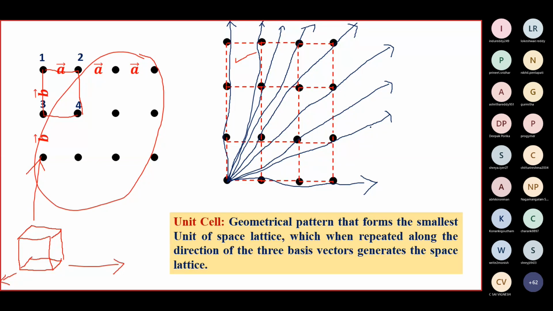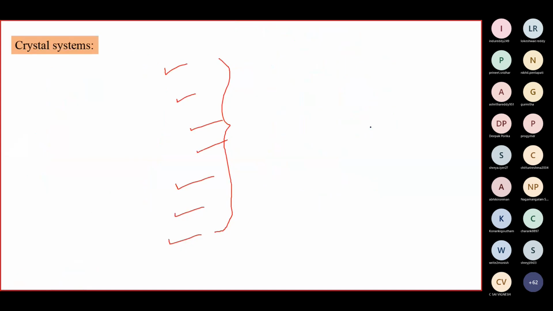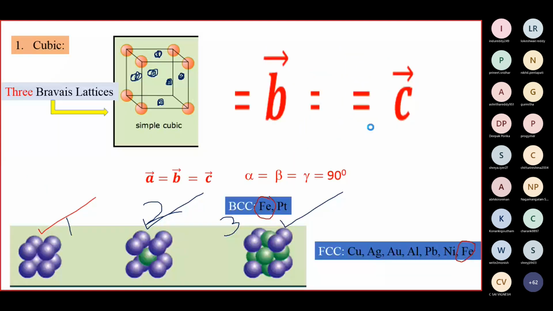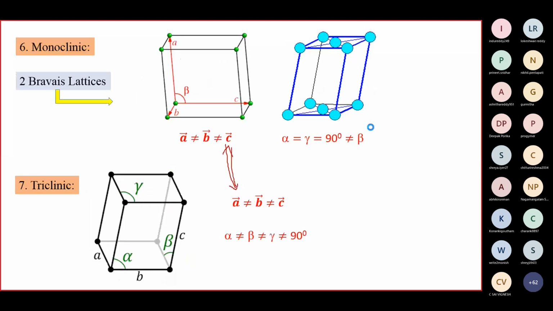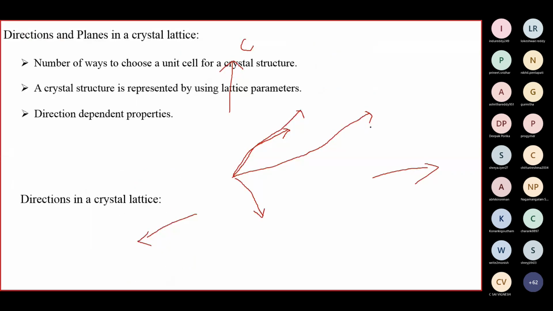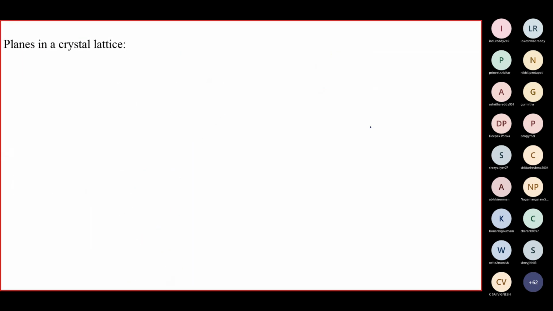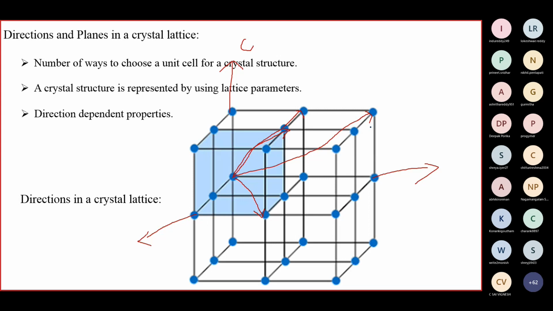So as the direction changes, the properties of the material also change. The properties of the crystal also change. That is why directions are very, very important in a crystal, because they have direction dependent quantities. Crystals have direction dependent properties. So because their directions vary, directions are very important in a crystal lattice.